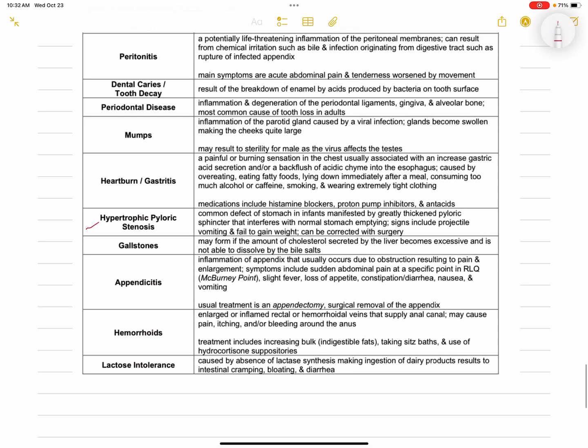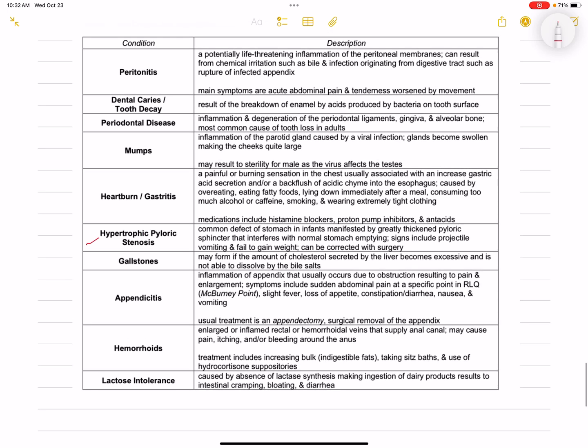So, in short, in pyloric stenosis, our pylorus muscles thicken and become abnormally large. So, it blocks food from reaching the small intestine. Okay, that is pyloric stenosis.